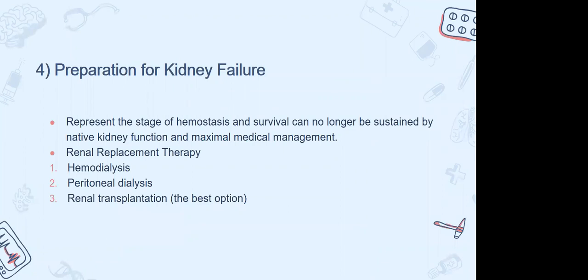So the 4 principles of managing chronic kidney disease end with the preparation for kidney failure. This represents the stage where homeostasis and survival can no longer be sustained by the native kidney function. And we will go further to renal replacement therapy, either by hemodialysis or peritoneal dialysis. And the last is renal transplant when there is an available donor, which is the best option.